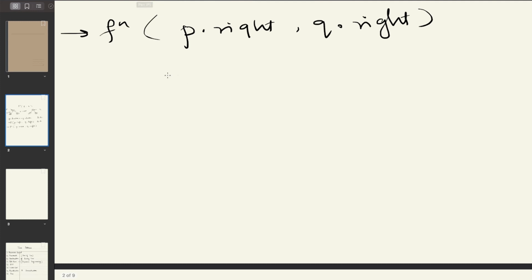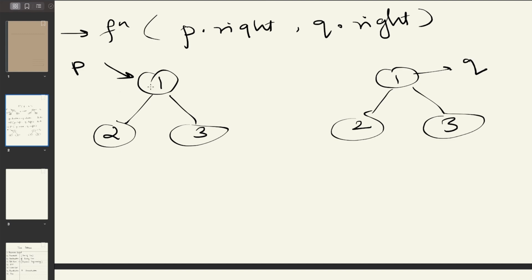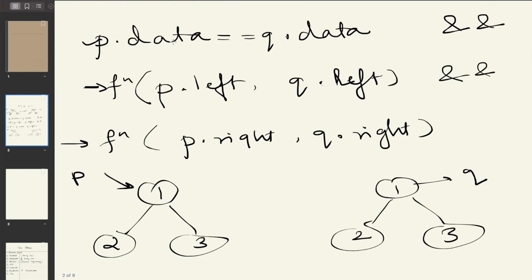So when you are having this tree, which we just saw, which is 1, 2, and 3, and let's say this is your P, correct? You had your 1, 2, and 3, and this was your Q. Right? The first condition will check whether P dot data is equal to Q dot data. In our case, this is going to be true. So this particular part is going to return the value as true. Next, what is going to happen? There will be a function call. You're going to go to the P dot left and Q dot left.